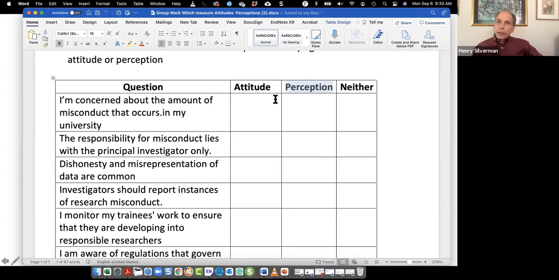However, changing attitudes is much more difficult than changing perceptions. Perceptions are closer to facts, and attitudes are closer to opinions. So, intuitively, it's easier to change people's perception as opposed to attitude.